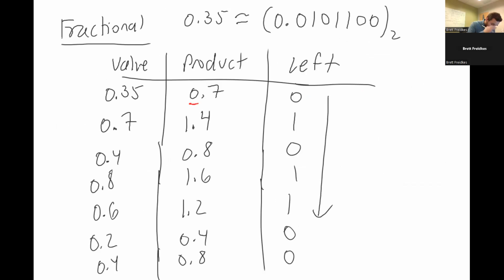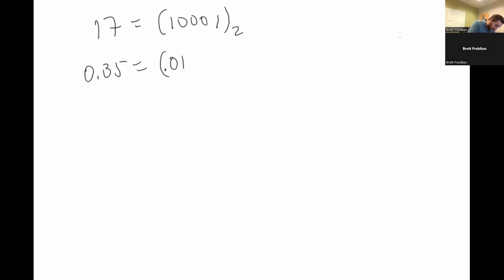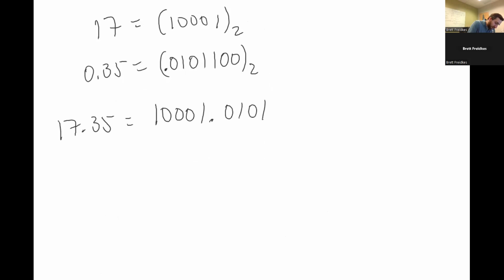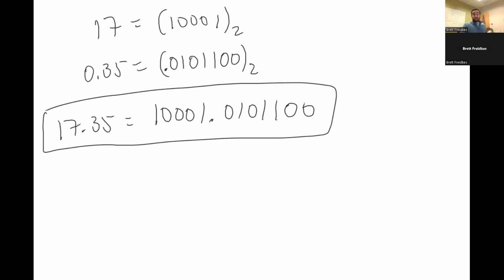So the 17 is 10001, and then the 0.35 was the thing we just had. Let's come back to that and look: 01011. 01011. And you can add a few zeros, it doesn't matter. So 17.35 will just be the sum of those: 10001.0101100. We can double check it.